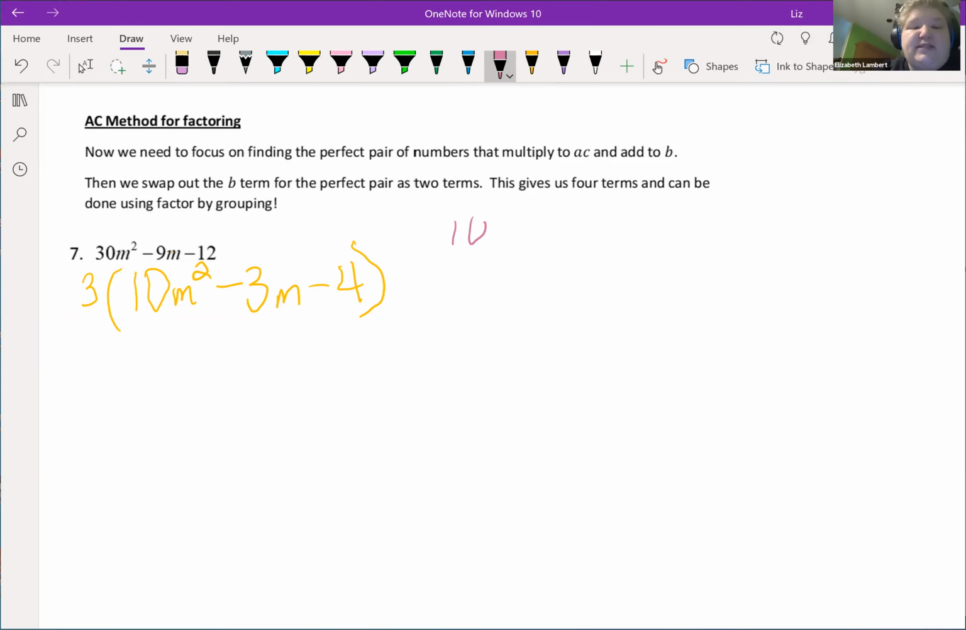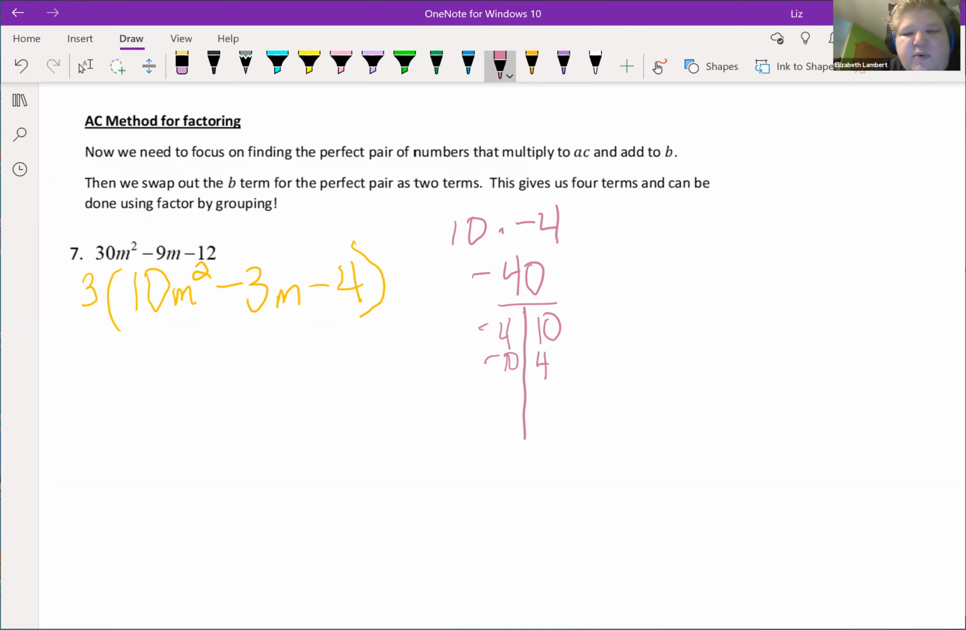So we are looking at 10 times negative 4, which is negative 40. We're looking for the pair that's going to add to a negative 3. So negative 3 is not that big, so these have to be pretty close together. So 1 and 40, 2 and 20, way too far apart. 3 doesn't go into 40, so let's take a look at 4 and 10, or 10 and 4.